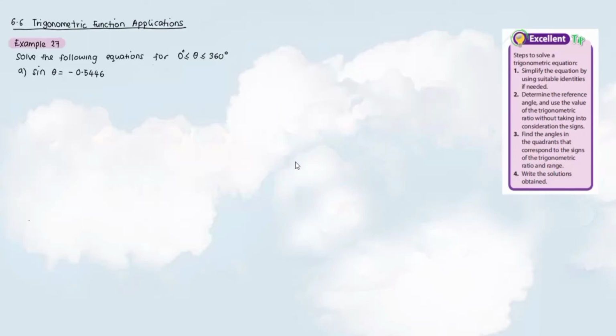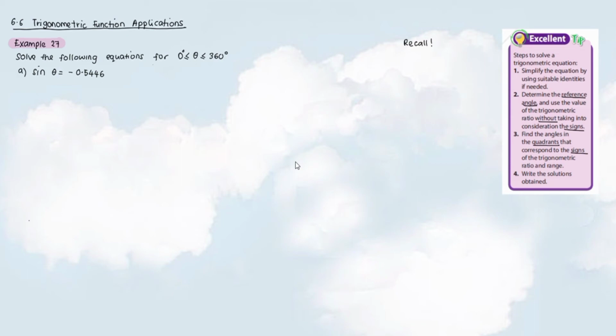6.6 Trigonometric function applications. Here are the tips for you to solve a trigonometric equation. First, simplify the equation. Second, find the reference angle. Third, find the angles in the quadrants that correspond to the signs of the trigonometric ratio and range. Last, write the solutions obtained.